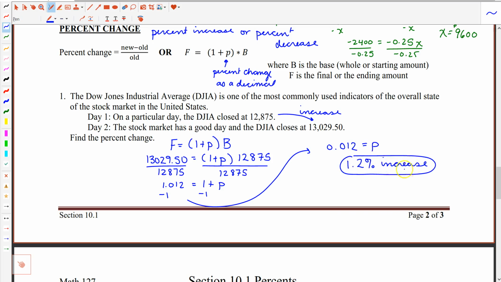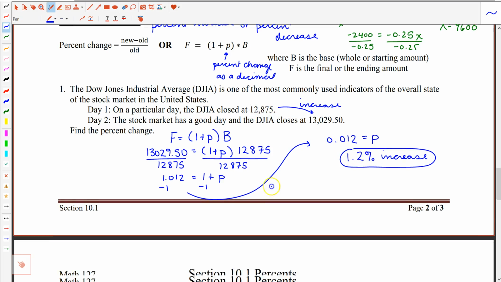Okay, make sure we're stating whether or not it's an increase or decrease. So we actually could have seen it was an increase case just by the numbers, but we ultimately then put that word on our answer as well. So what we just found then is that 13,029 represents a 1.2% increase over the 12,875. Let's take a look at another example using this formula.